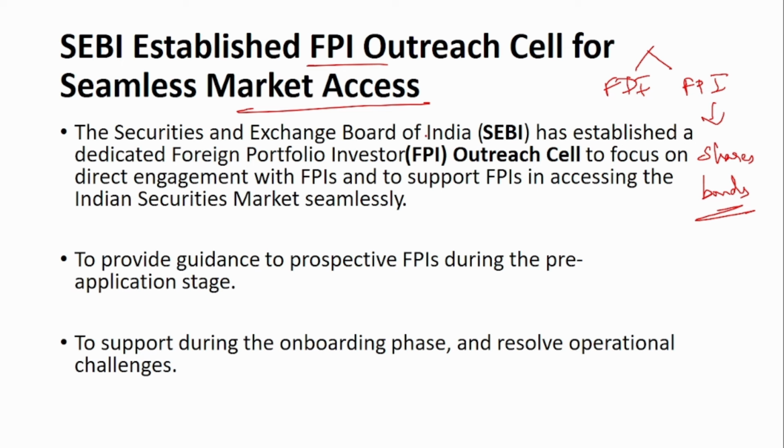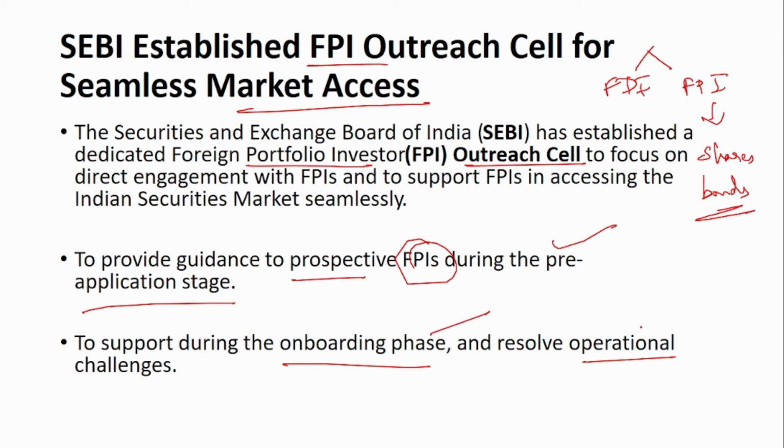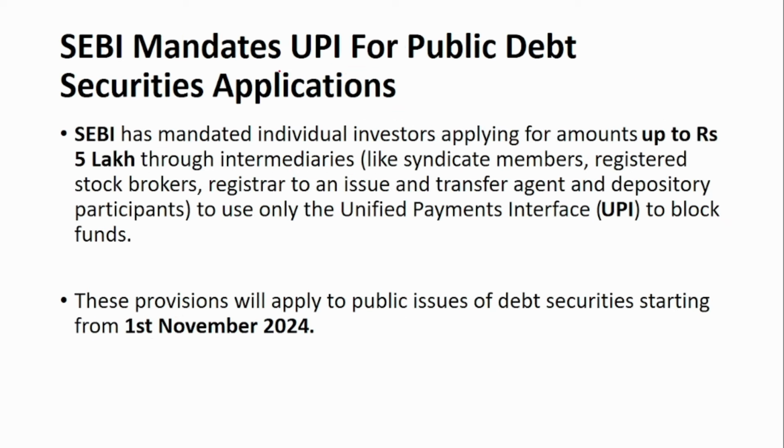Now SEBI has established a dedicated foreign portfolio investment outreach cell. What is the purpose of this? This is to provide guidance to prospective FPIs during the pre-application stage, and also to help them during the onboarding phase and resolve any operational challenges that they may face. So the main reason is to help them in the pre-application stage and also in the onboarding, and if they face any operational challenges, that can also be solved in this FPI outreach cell. This is the purpose of this outreach cell.